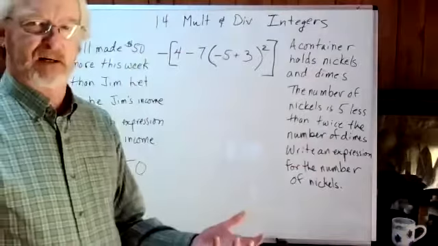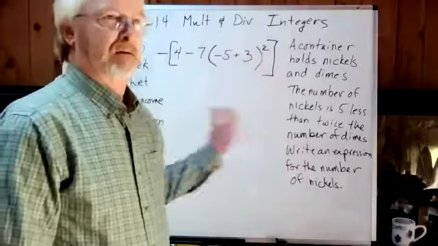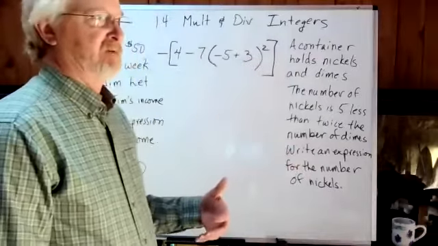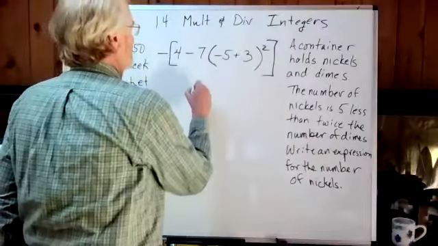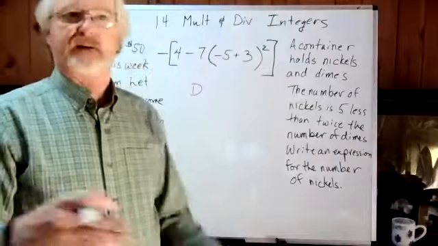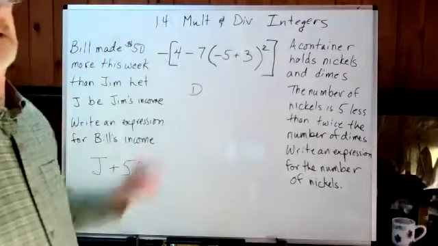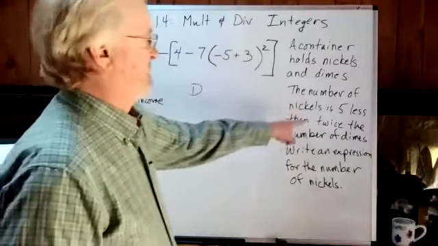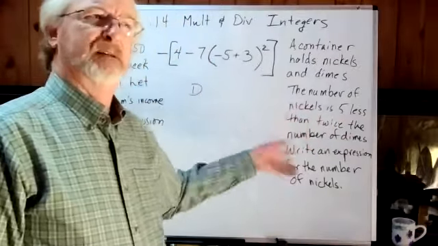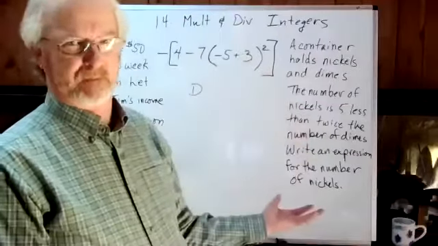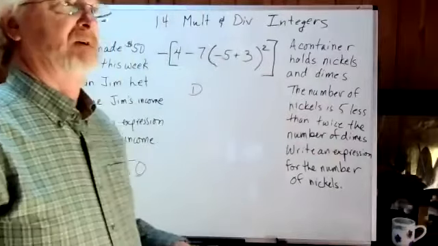Okay, so I'm going to come up with an expression that describes the number of nickels in terms of the number of dimes. I can pick a letter. I didn't say any particular letter, but I'm going to use D for the number of dimes. So the nickels is related to this quantity. The number of nickels is 5 less than, that should mean I'm going to subtract 5 from something, okay? The number of nickels is 5 less than twice the number of dimes.